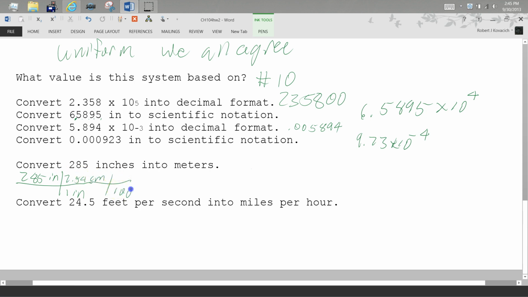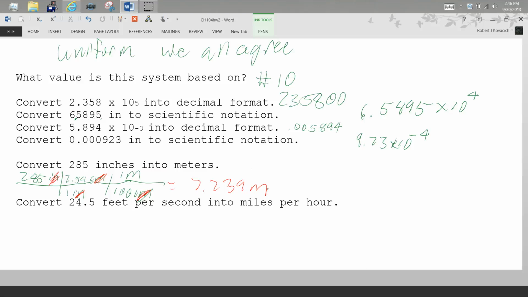that there are 100 centimeters in 1 meter. And then if I do that, I get the centimeters to cancel out. Let me switch colors. My centimeter unit cancels out with this one, and my inch unit cancels out with this one. And so then I end up with 285 times 2.54 divided by 100. Does anybody have that? 7.239 meters. Is everybody okay with that number? You sure? What's wrong with the number as written?